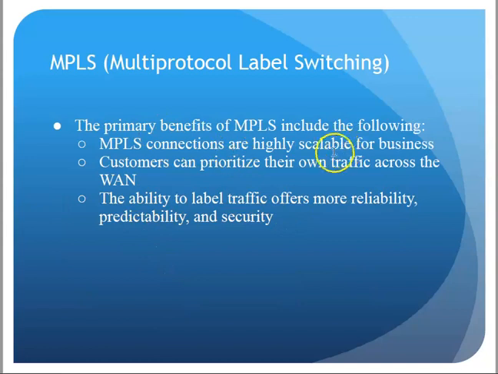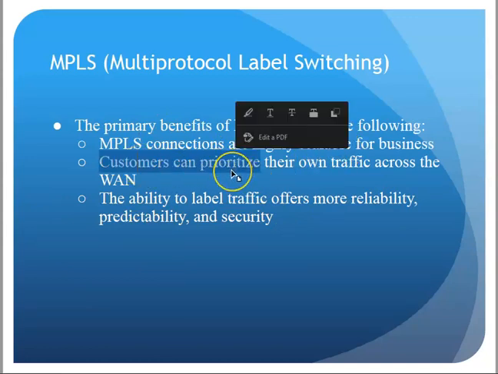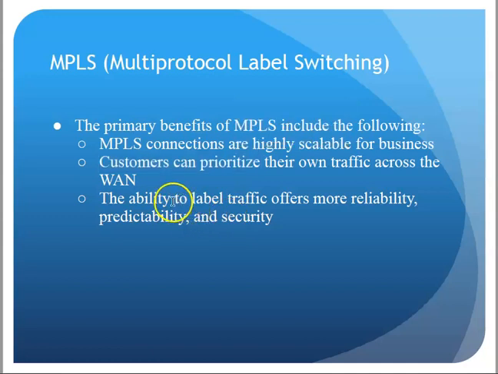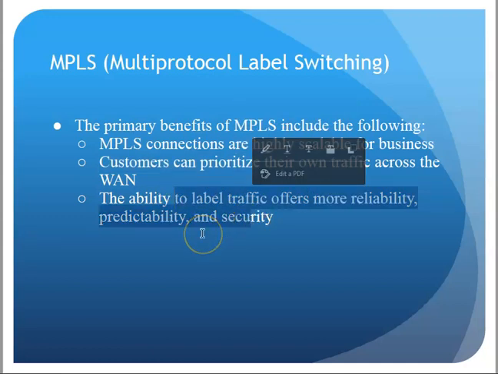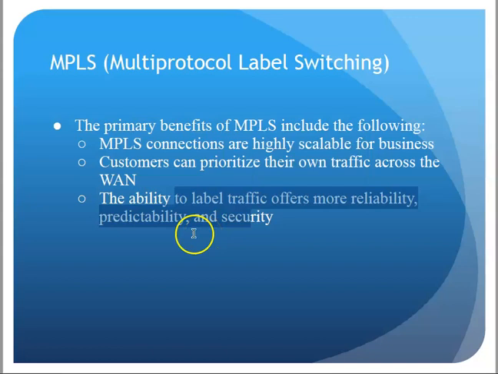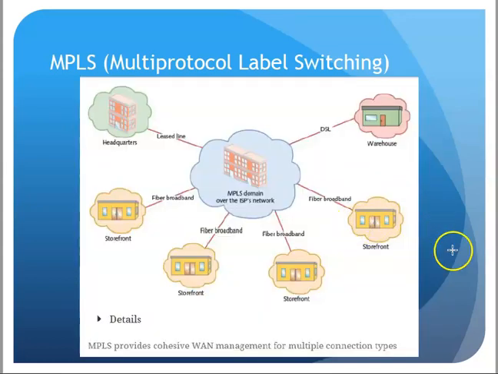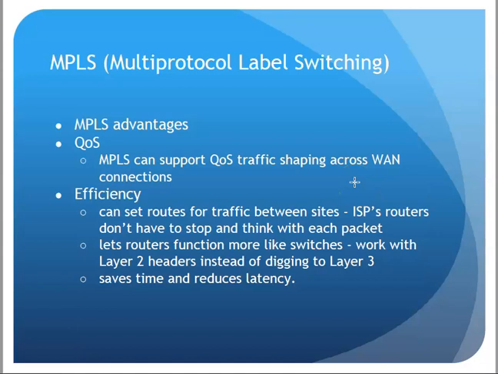Big benefits, it's highly scalable for businesses. Customers can prioritize their traffic. Maybe voice and video is going to get first. Data will get mingled in between them. And you can label traffic because of the label that offers more reliability, predictability, security on those connections. So here shows a bunch of different sites, an MPLS network connecting those sites together, and your ISP is providing that service.